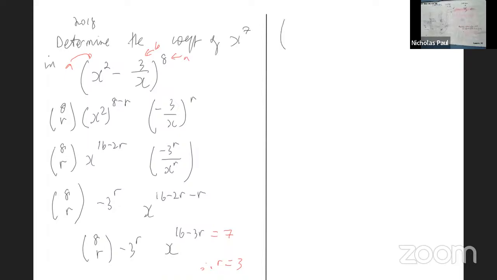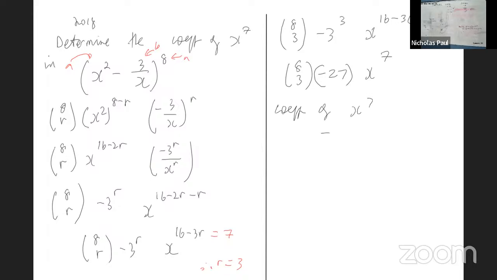So therefore, when r is 3, you'll get 8C3 by minus 3 to the 3, x to the 16 minus 3 by 3. Right? So this is what? Minus 27, right? By x to the 7. So 8C3 by minus 27. All right, thanks, Aidan. 1512.